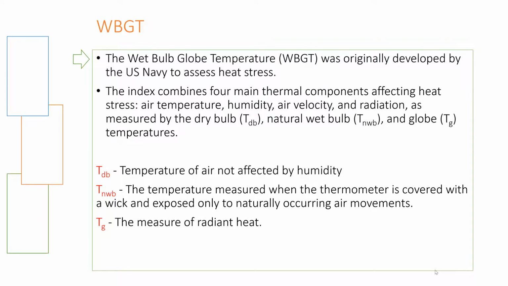The dry bulb temperature is the temperature of air not affected by humidity. The natural wet bulb temperature is the temperature measured when the thermometer is covered with a wick and exposed only to naturally occurring air movements. And the globe temperature is a measure of radiant heat.